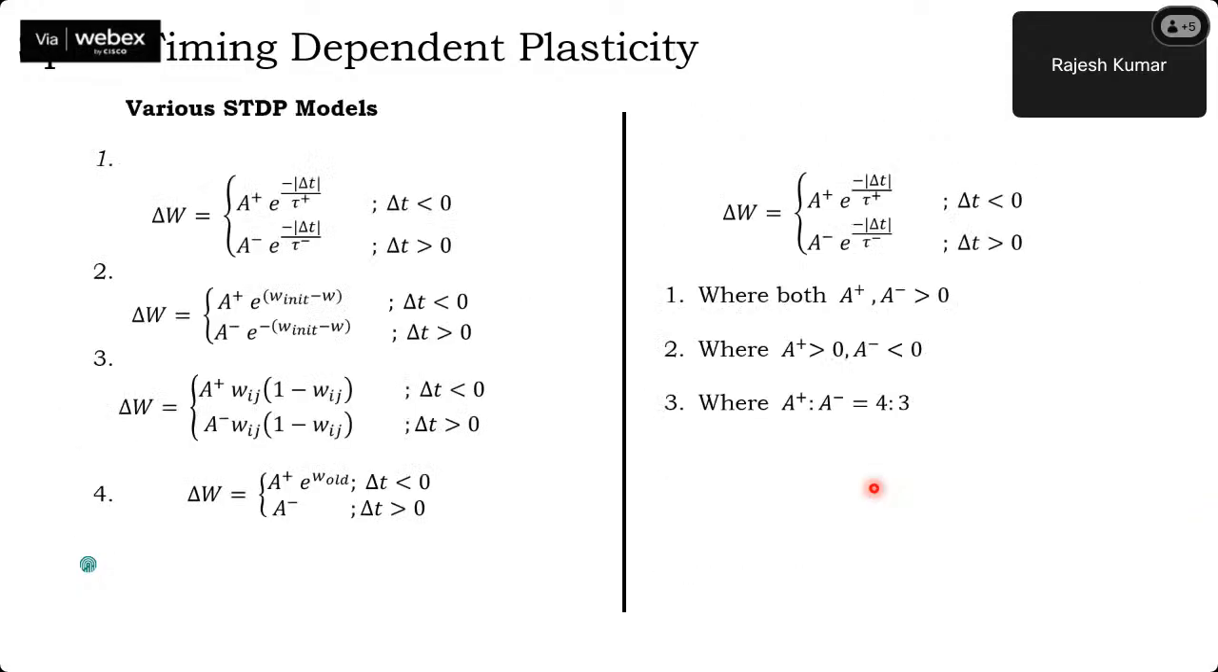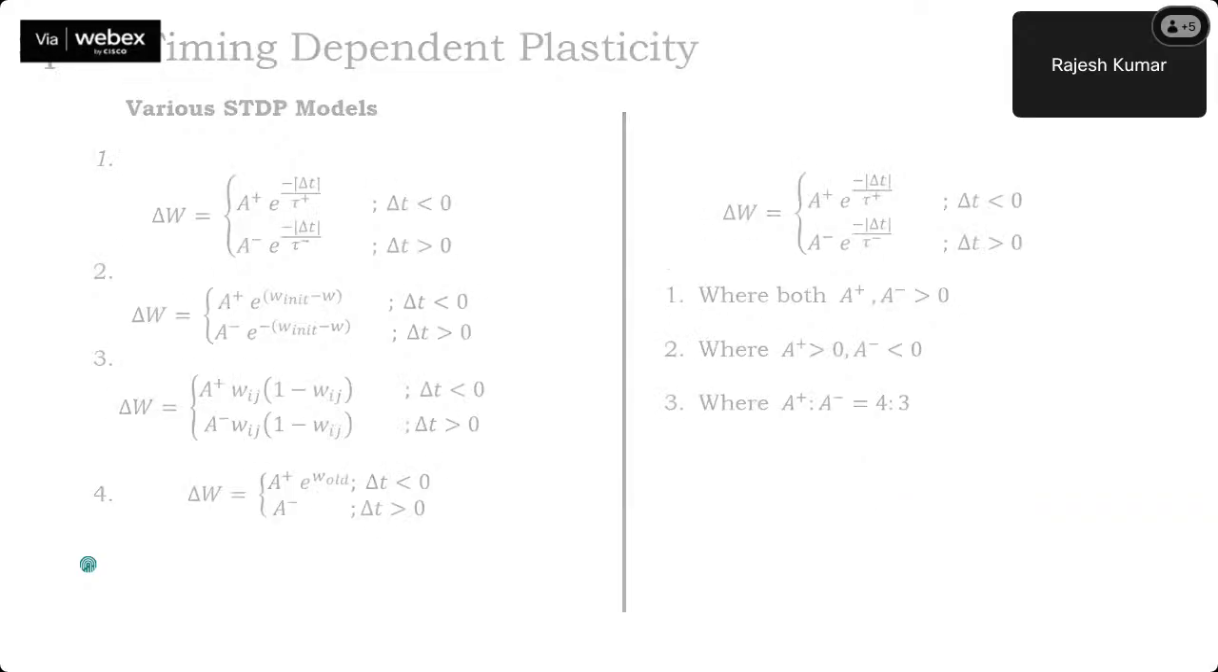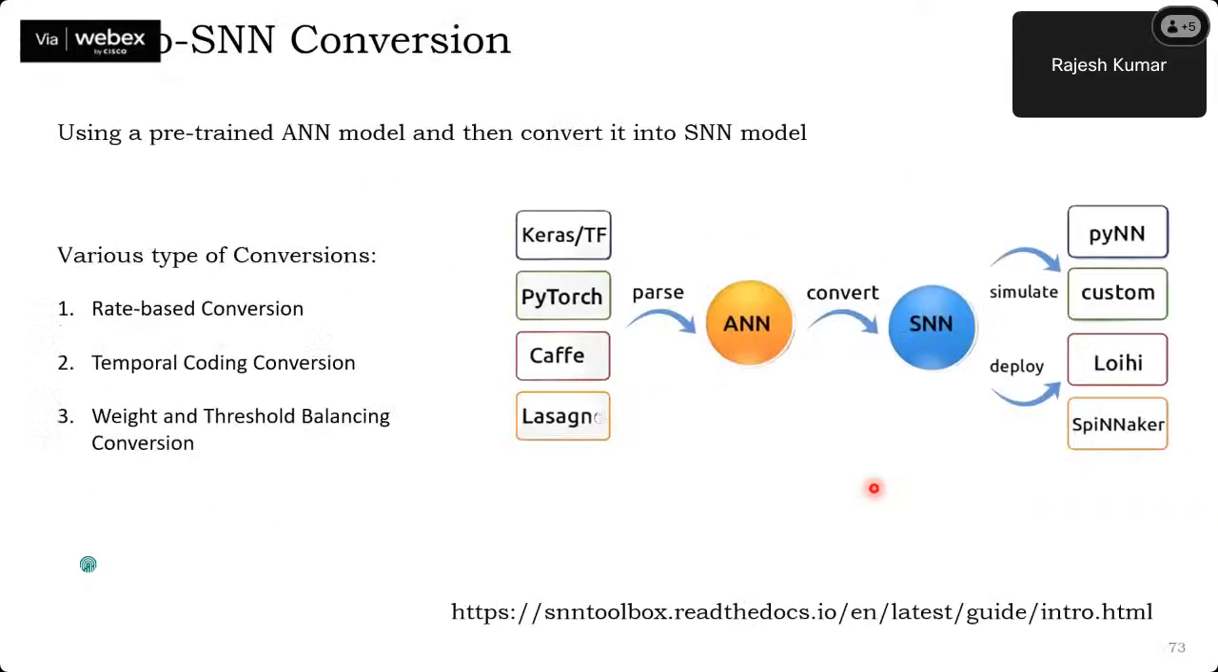Okay, so I'm just skipping this part. The next part is how there are different ways of using SNN. One way is that you do everything from scratch. There is another way, where you convert your ANN model to an SNN model. Conversion techniques, we can use the same, like rate based.